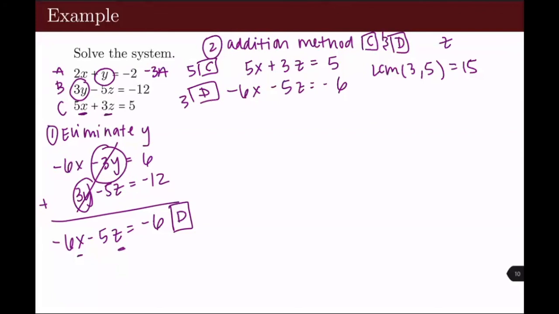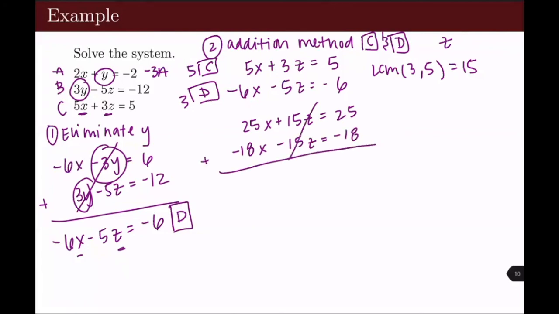So I'll have 25x plus 15z equals 25. And then equation D will be negative 18x minus 15z equals negative 18. Now I can add these together rather nicely. And I'm going to get 7x equals 7, which means x equals 1. All right, that's one variable down. Now I just need to solve for the other two.